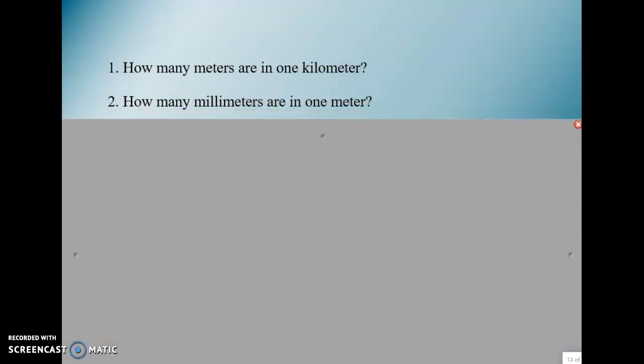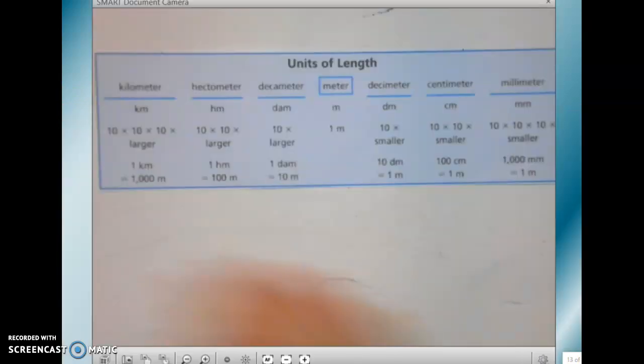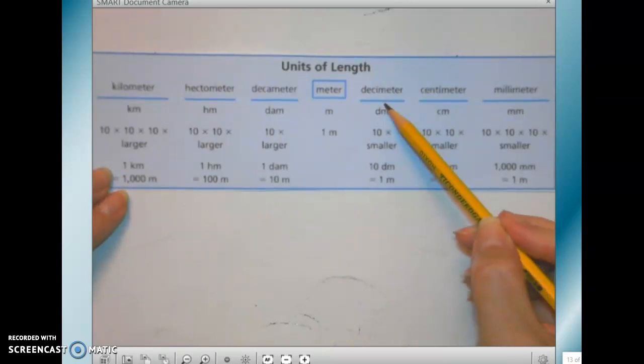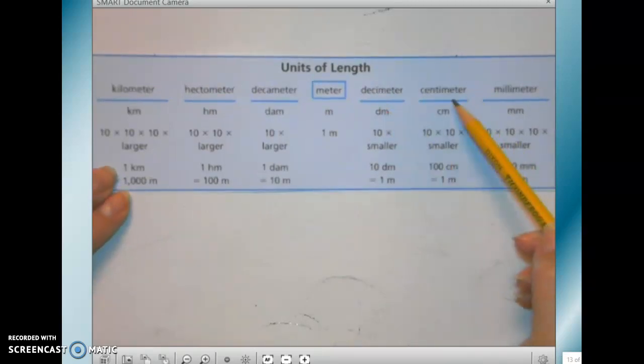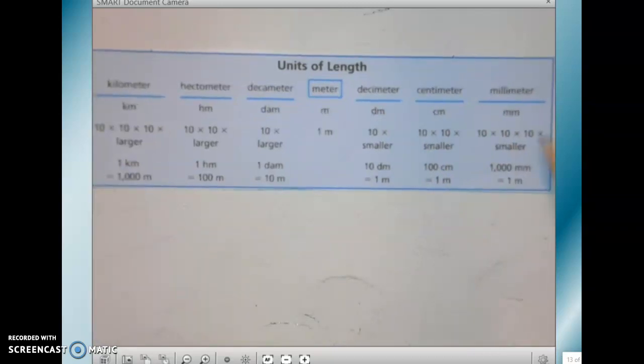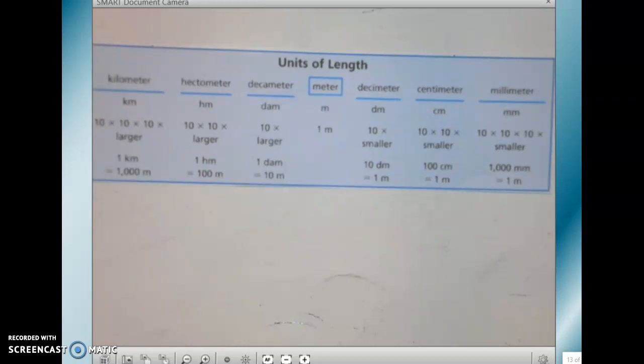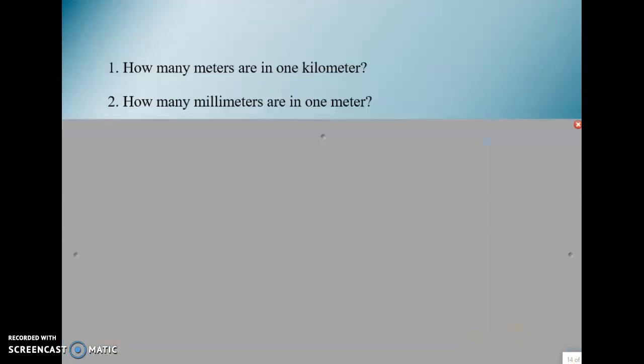How many millimeters are in 1 meter? Well, let's go find meters. Remember, this is 10 parts of a meter. This is a meter divided into 100 parts. This is a meter divided into 1,000 parts. So how many millimeters are in a meter? There are 1,000 millimeters equals 1 meter. Let's try another one.